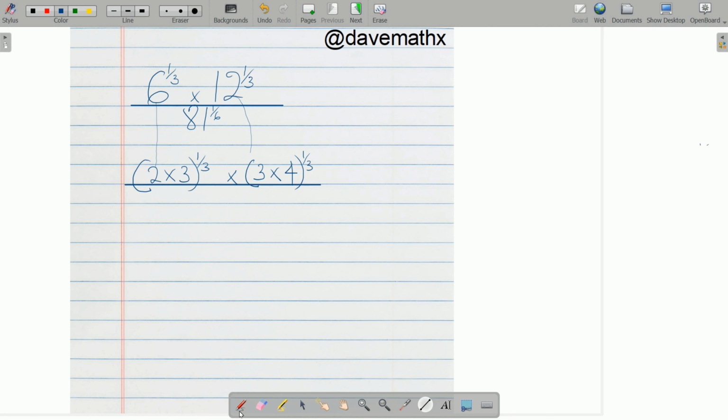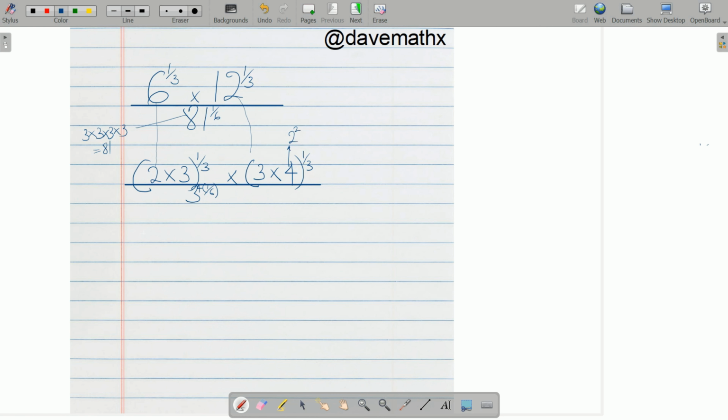And lastly we have 81 raised to power 1 over 6. It would be written as 3 raised to power 4 because 3 times 3 times 3 times 3 will give 81. And that's how we got 3 raised to 4.